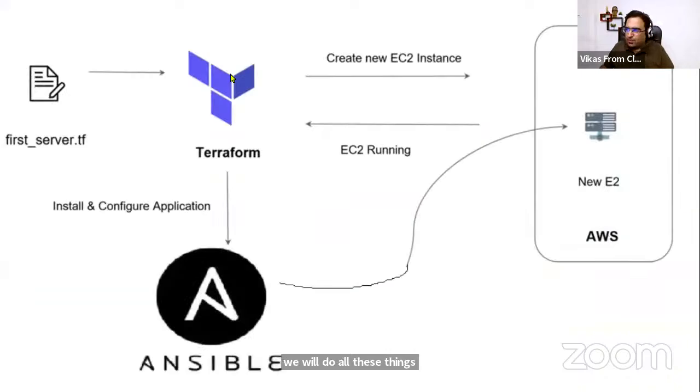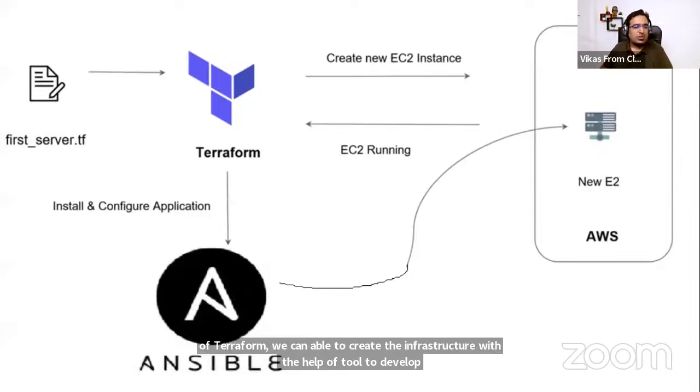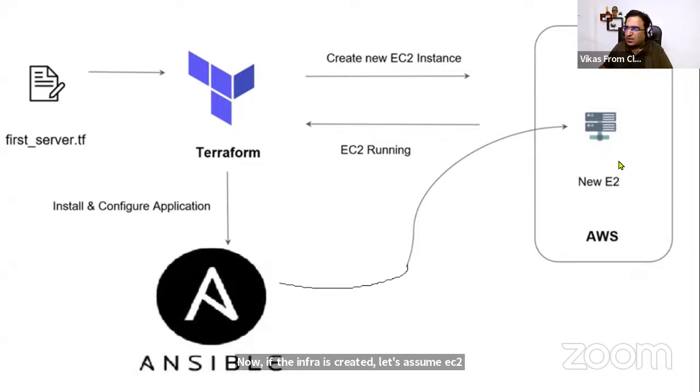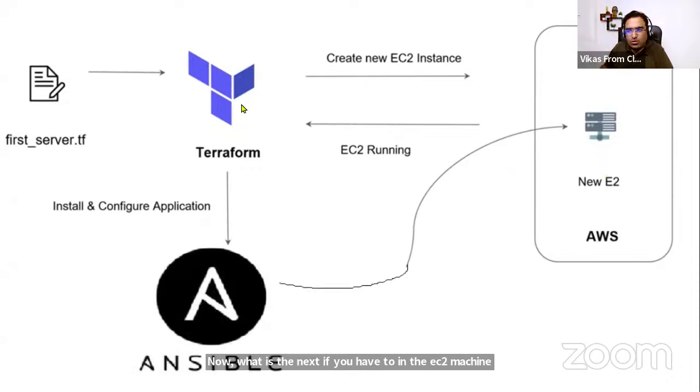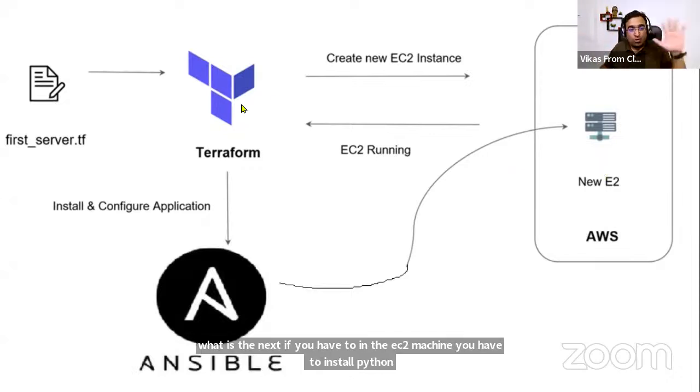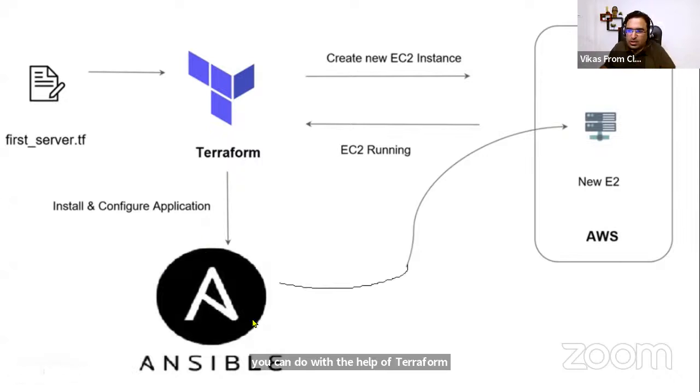If you want to create infrastructure on any cloud, you can do it with the help of the tool Terraform. Now, if the infra is created, let's assume an EC2 machine or S3, what is the next step? If you have to install Python on the EC2 machine, you can do it with Terraform also, but that's not advisable. You have to use another tool for all the operation activities in the environment. With the help of Ansible, we can do the operation activities.